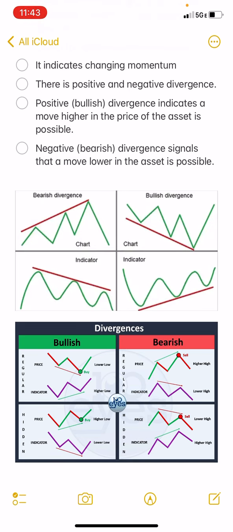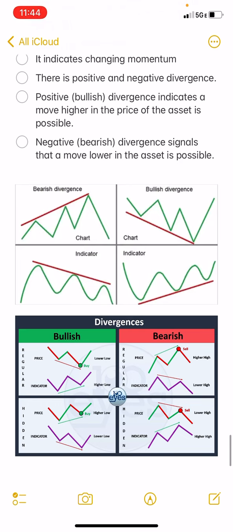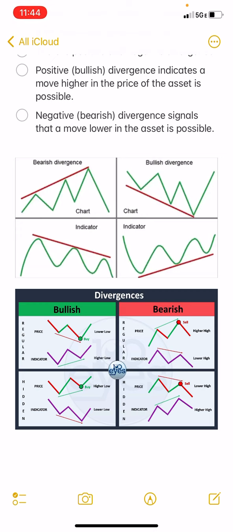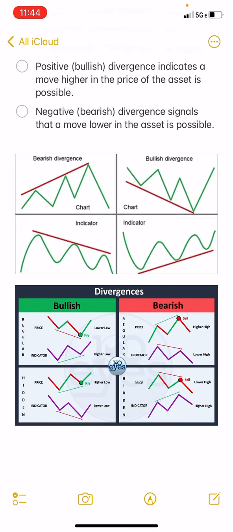Bullish divergence on the top right here: you can see price is making lower lows, but the indicator is making higher lows, okay? Now, in a second, I'm going to go over to the charts and come up with some actual real examples in real time for you. And the bottom one is just a similar setup, right?